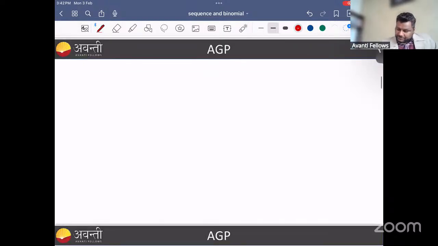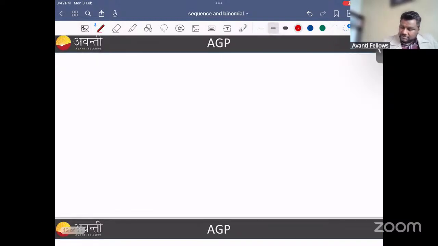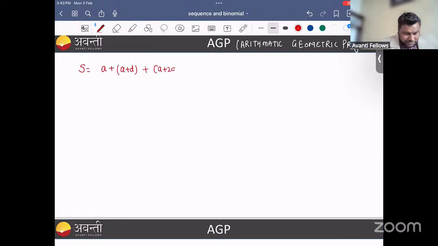Now come to AGP. AGP is arithmetic geometric progression. Let us take a series S as A plus (A plus D) plus (A plus 2D) and so on up to A plus (n minus 1) into D.